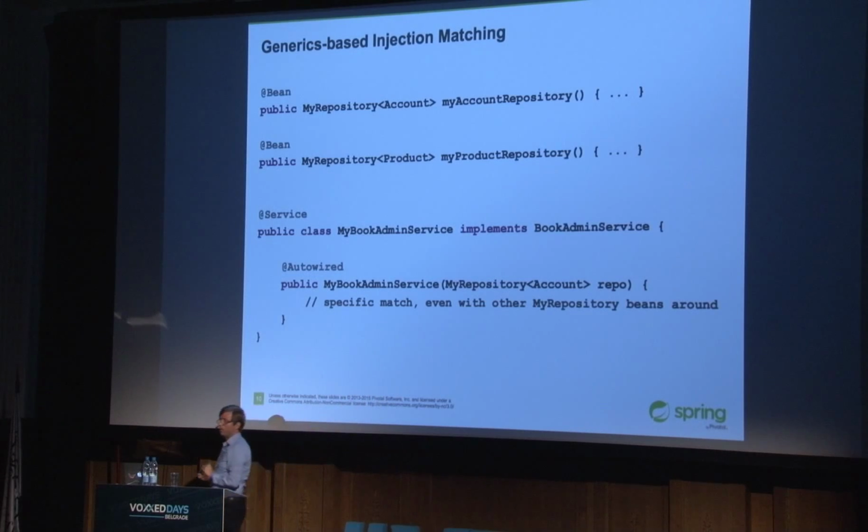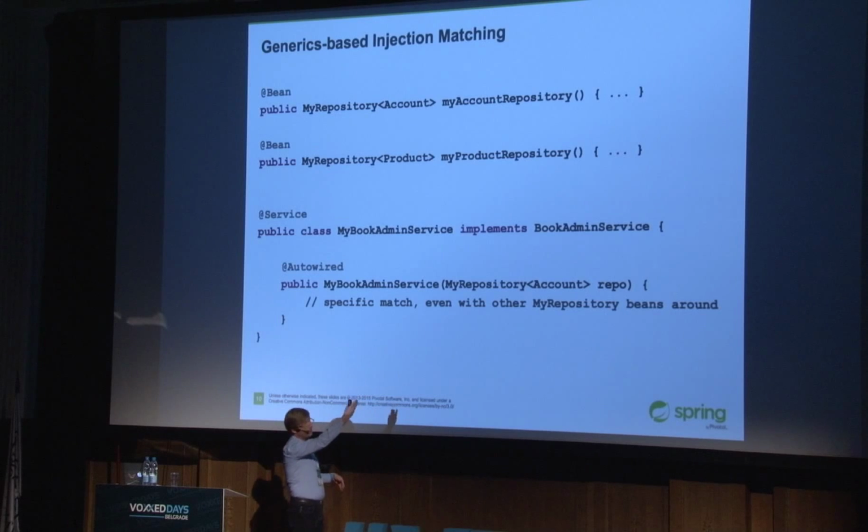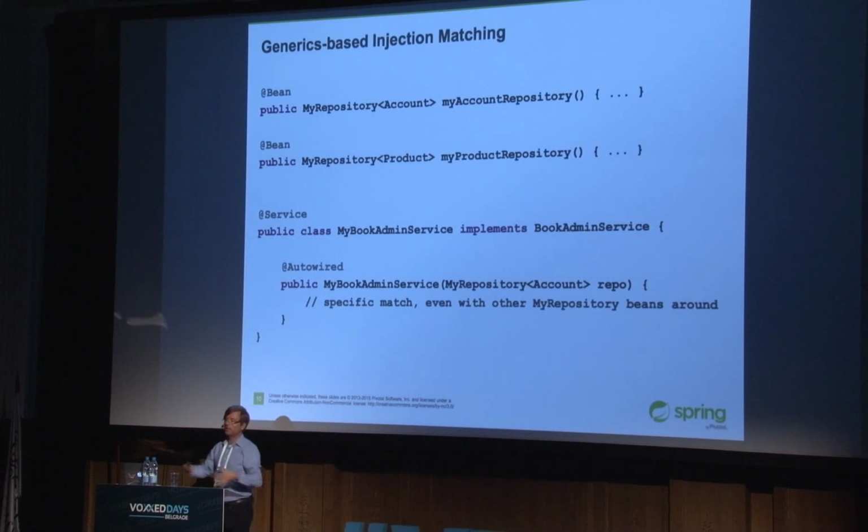So what if this constructor declares a generic type? A generic type with a concrete type variable substituted here. MyRepository is not shown here, but just imagine this is a custom type of yours, some interface of yours with a type variable. Maybe a repository interface with find and save methods with a type variable T, and this one is substituted with Account here.